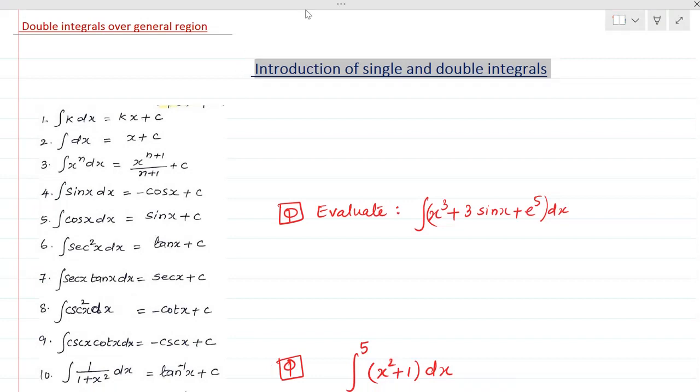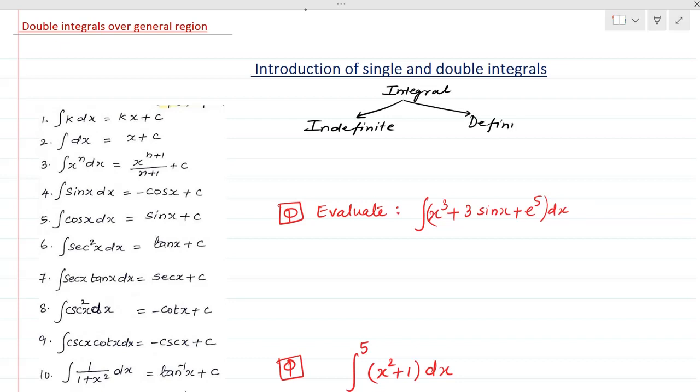In this video, we are going to discuss the introduction of the single and double integral. First of all, what is the integral? We will have two types of integral. One is definite integral and another one is indefinite. What is the main difference between the definite and indefinite integral? In indefinite integral, we don't have the limit, whereas in the definite integral, we will have a limit.